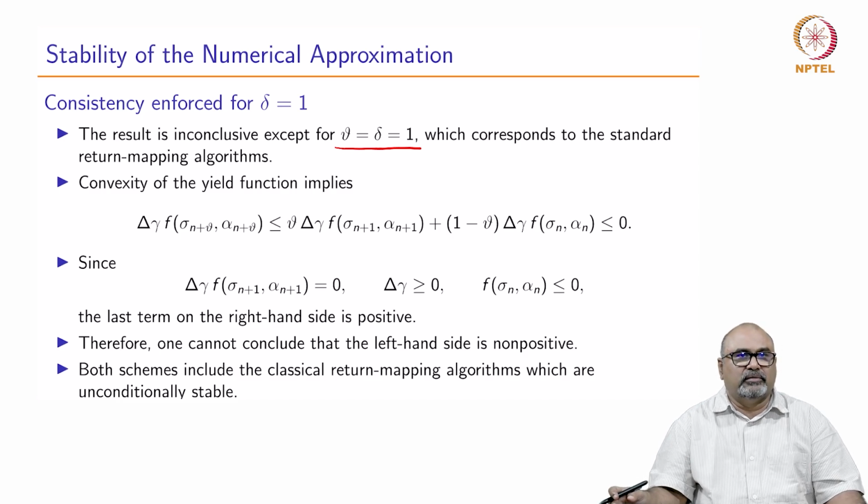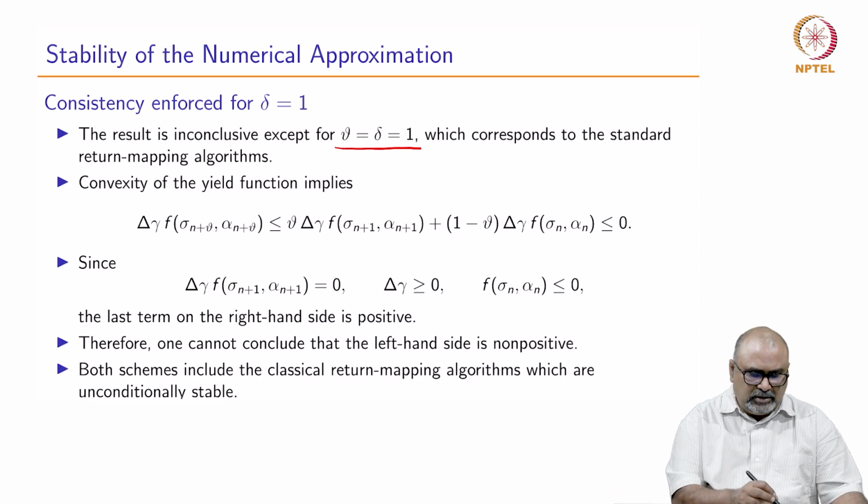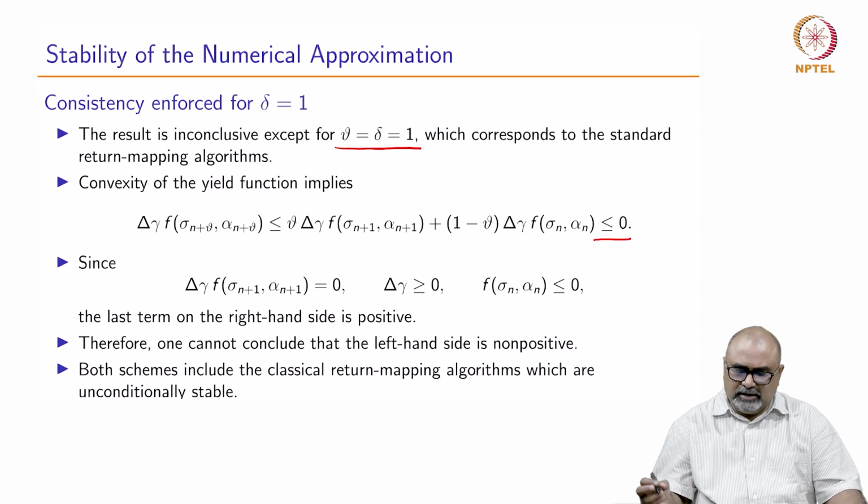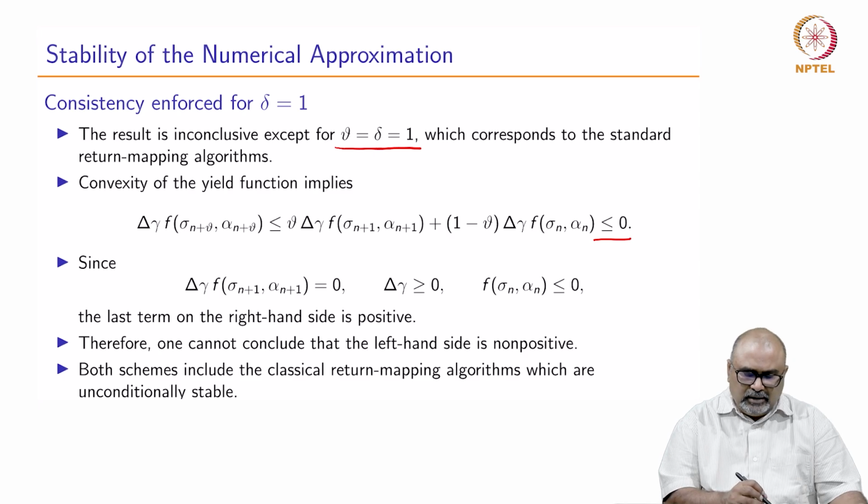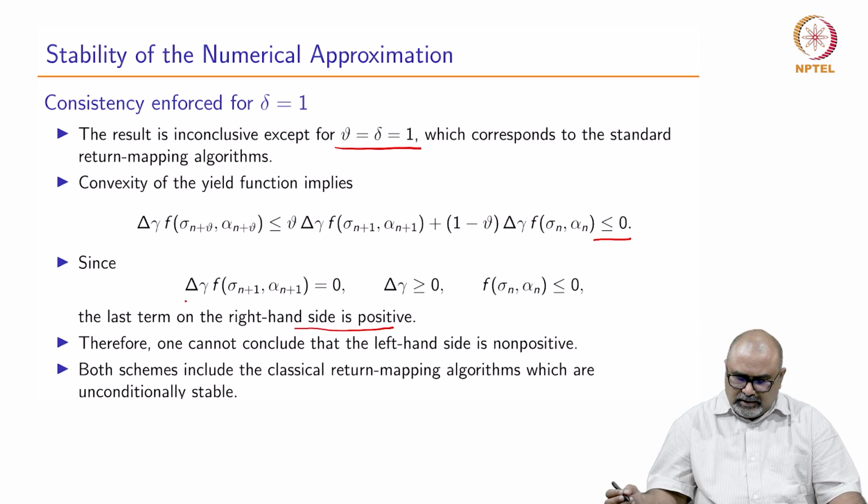So, the convexity of the yield function implies that this delta gamma f of sigma n plus v comma alpha n plus v must be less than or equal to 0. Now, since the consistency condition is to be satisfied and the Kuhn-Tucker conditions are satisfied, the second term in this equation is always going to be positive. So, one can conclude that the left hand side is going to be non-positive. So, both schemes include the classical return algorithm, which are unconditionally stable.